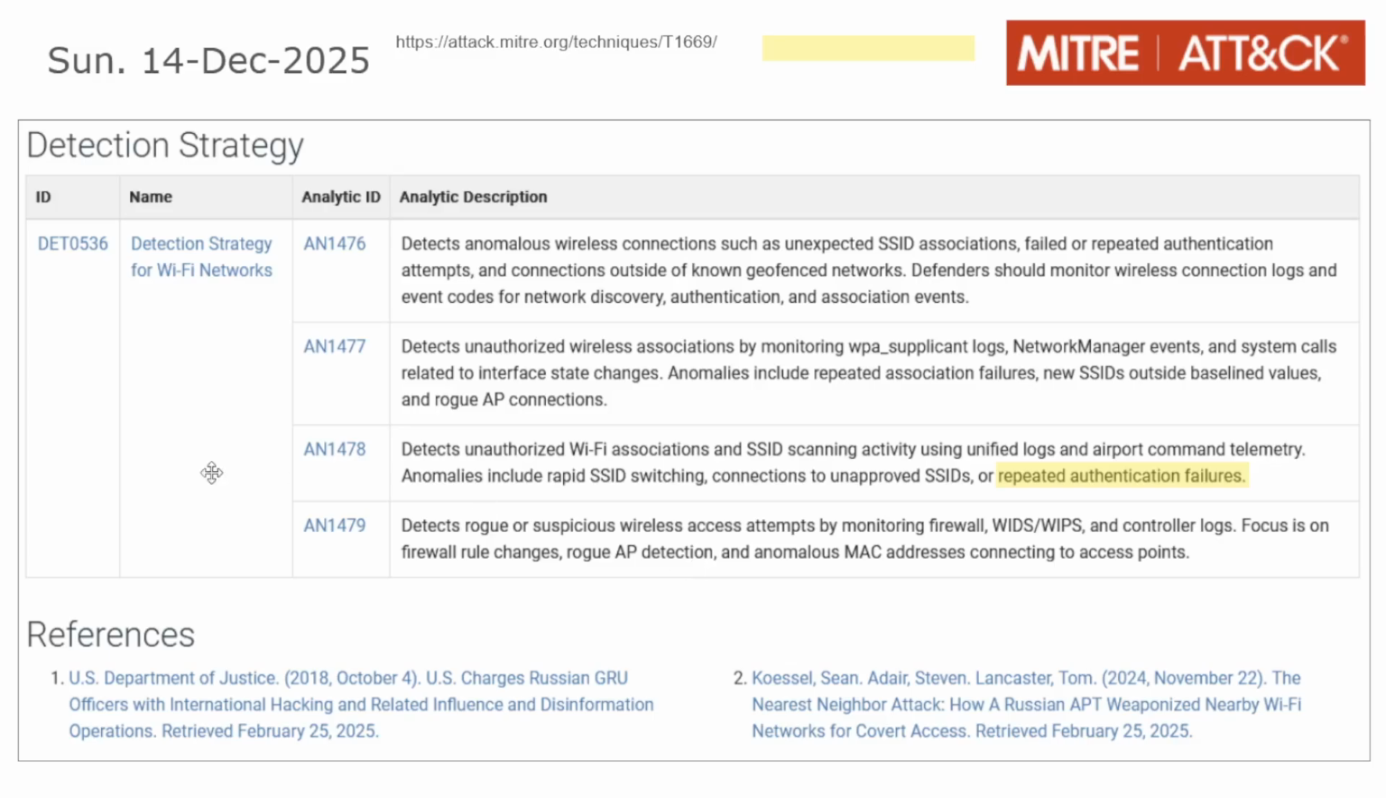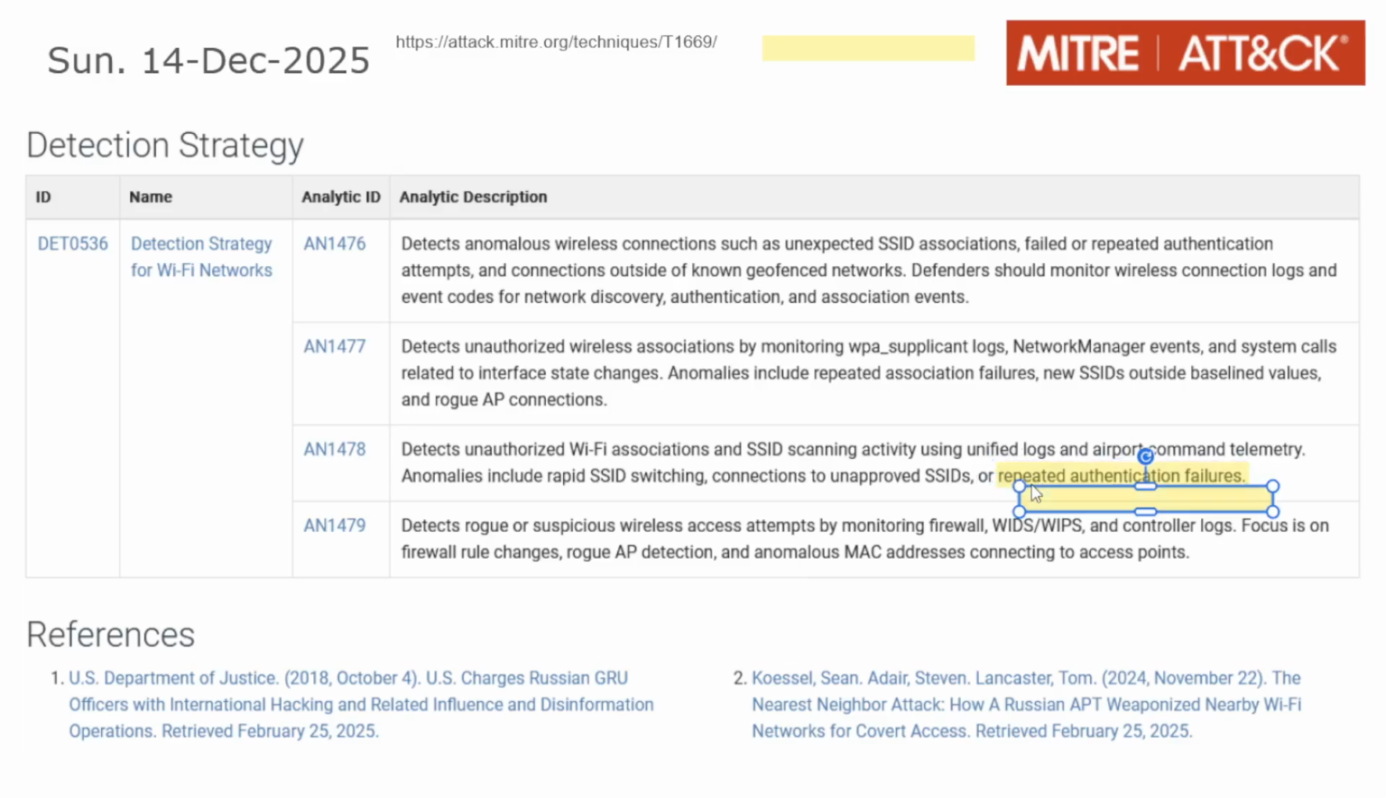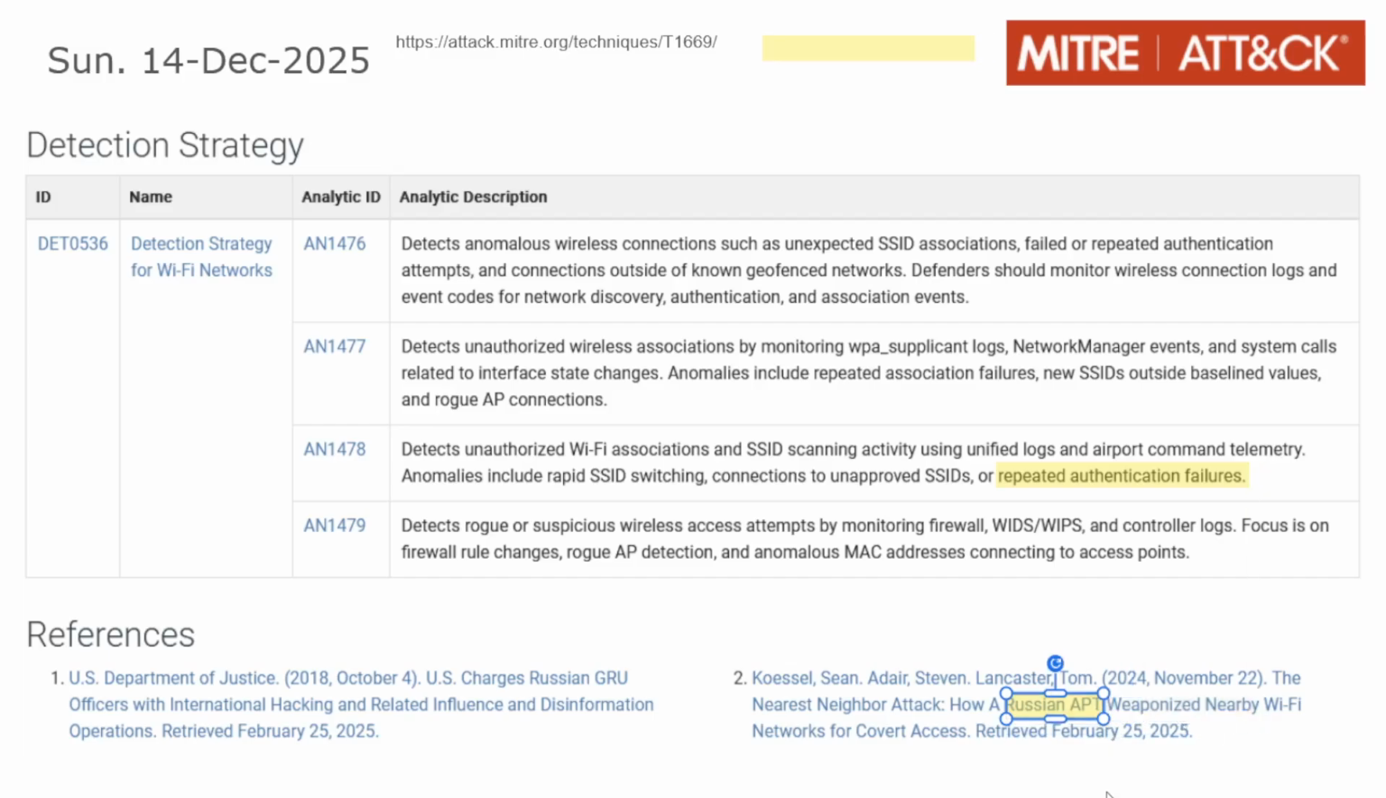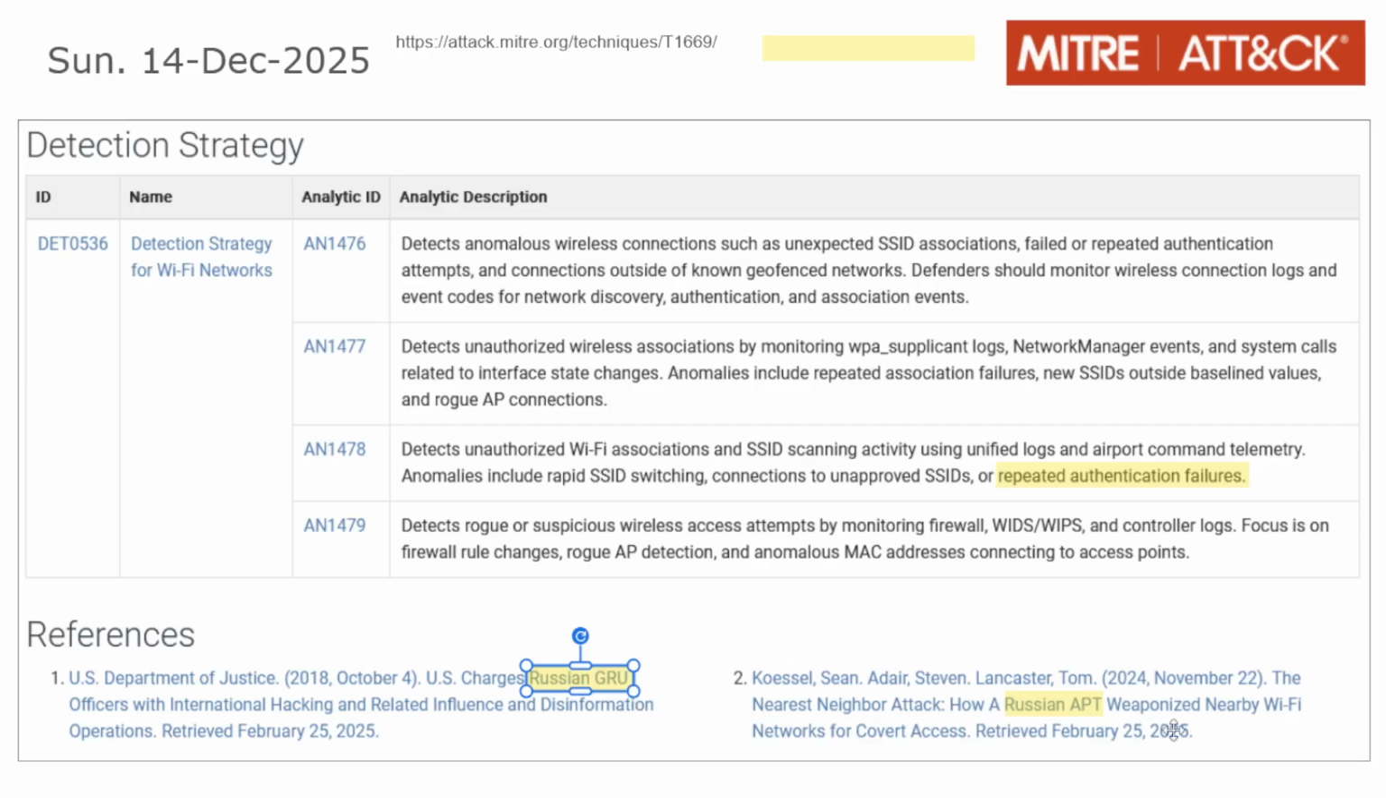And references, we have the US Department of Justice, okay, and we have Lancaster Tom, the nearest neighbor attack. So they wrote about this 1 year ago. It's fairly recent, and this one, US charges Russian GRU officer. So this is very interesting that both sources have something to do with Russian APTs. Well, while this might be the case, the attack itself is nothing Russian at all. Okay, the attack technique is of a general nature.